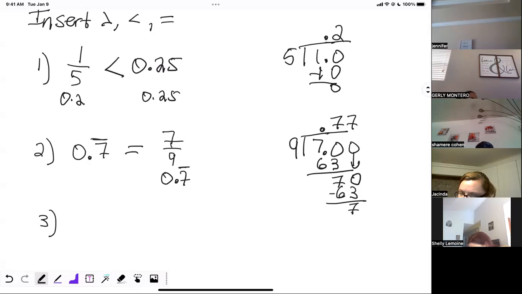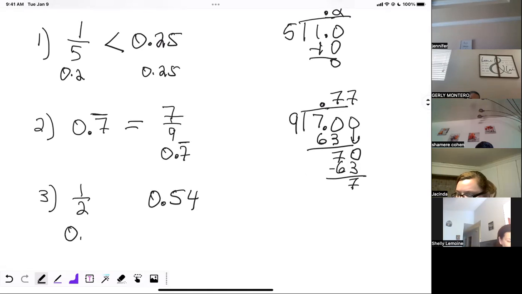Three, 1/2 and 0.54. And I probably think all of you know that 1/2 is 0.5. And if not, if you divide it, you'll get 0.5. So 1/2 is less than 0.54.